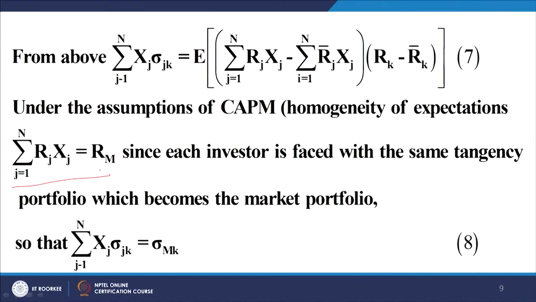That is the rationale underlying this equation, summation j equal to 1 to n R j X j is equal to R m. So, using equation number 7 and this particular property, what we get is summation j equal to 1 to n X j sigma j k is equal to sigma m k. This is equation number 8, where we have simply substituted for summation R j X j and R bar j X j in terms of the market portfolio.